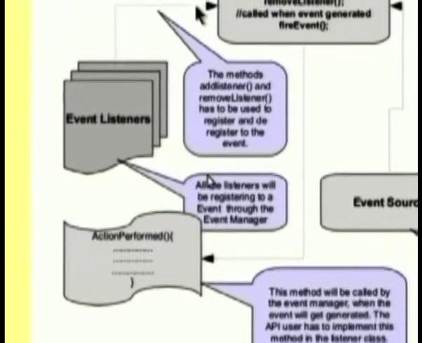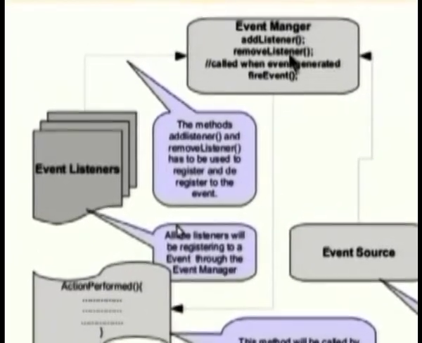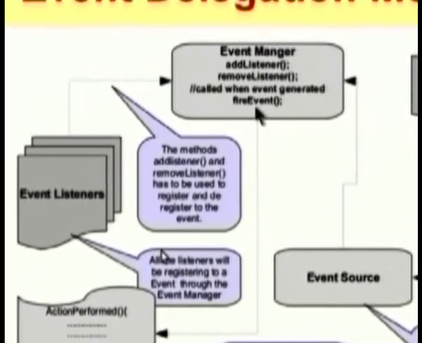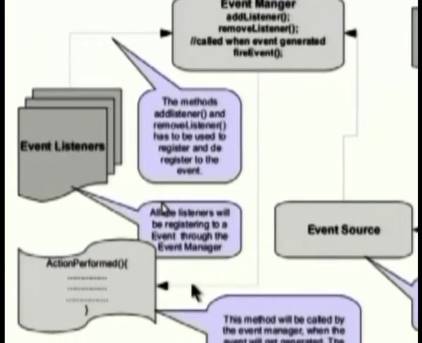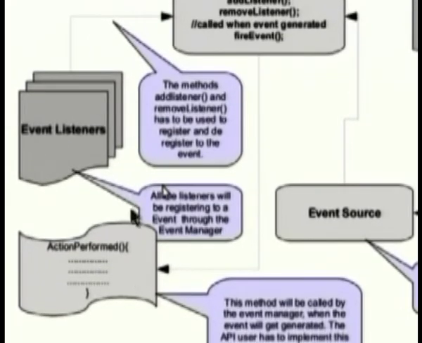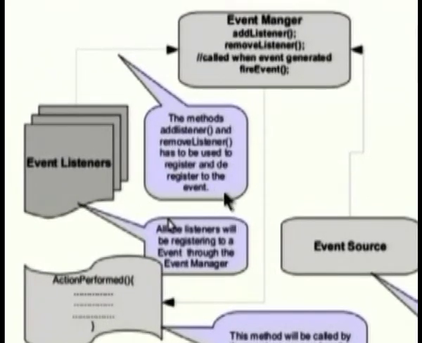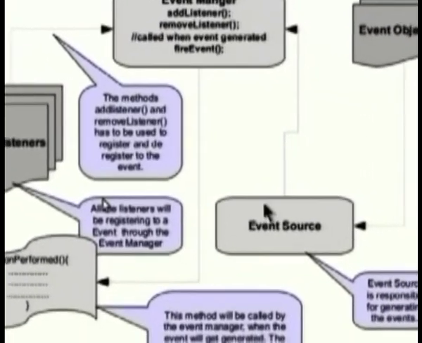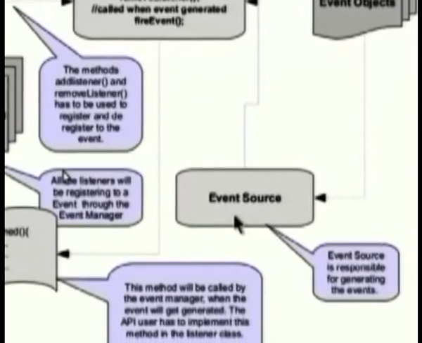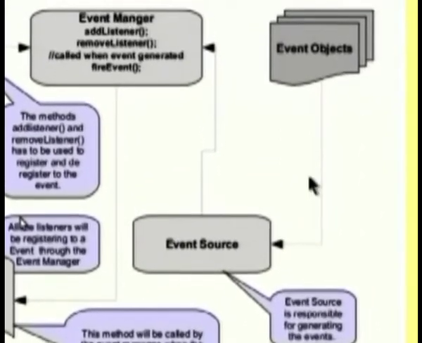These listeners will be registered to the event manager. We have add listener methods and remove listener methods, and the event manager is going to fire a particular event. When an event is generated, the corresponding method or handler that is written will automatically be called. All the listeners register to the event through the event manager, and the add listener and remove listener methods are used to register and deregister for particular events. Here each one has a few responsibilities. Whenever the event source is activated by the user, or some event is done on this event source, event objects need to be created.